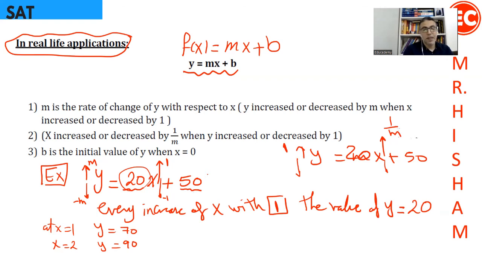So 50 is considered as an initial value or a constant value or a first payment or a first fee for using a service, but 20 represents the rate of change. This is about the linear function.